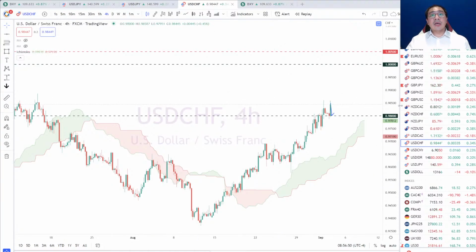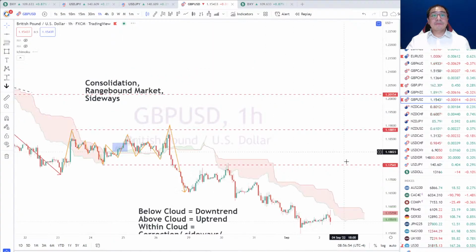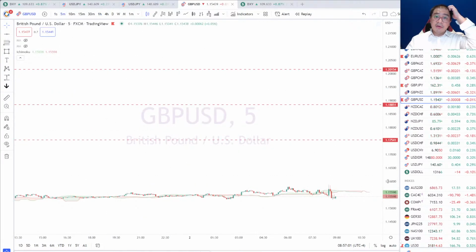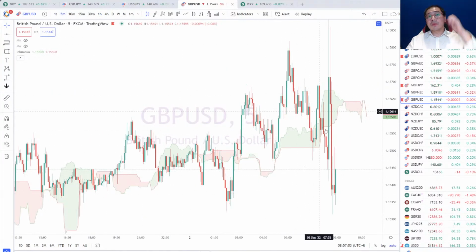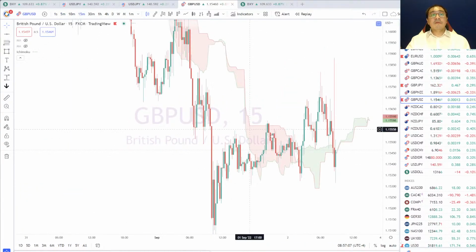But it's not going to be the case with everything, because on the pound USD, for example, we take a look at the hourly time frame. It's still below the Ichimoku cloud. If you take a look at the 5-minute time frame, it was above the Ichimoku cloud. It just transitioned below the Ichimoku cloud after that news release, right? The 15-minute time frame just transitioned below the Ichimoku cloud as well. So different time frames are going to show you different trends.